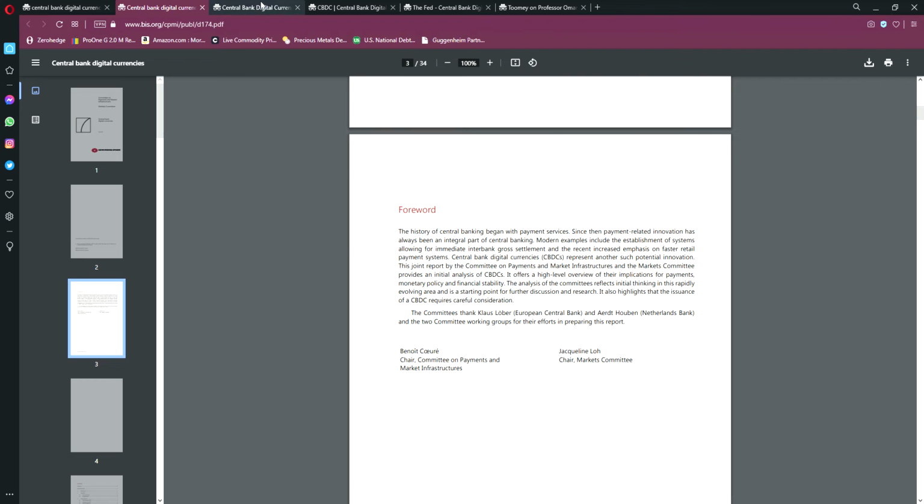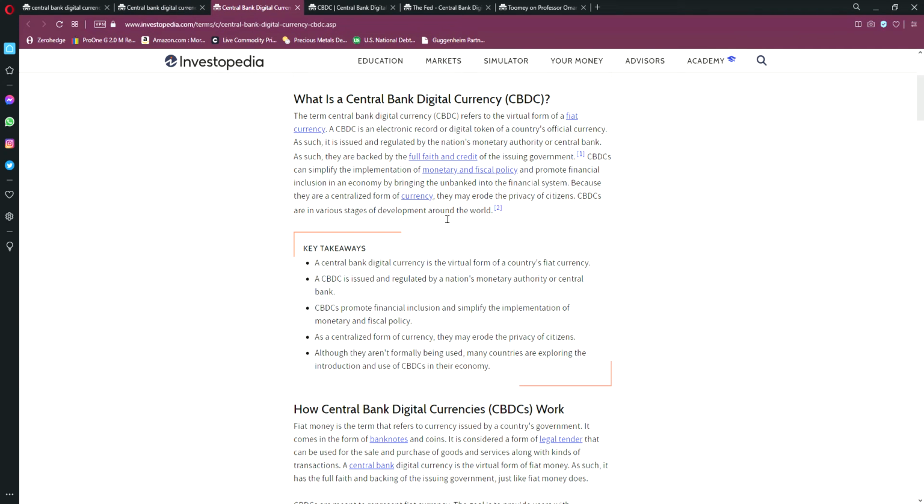So let's go here to Investopedia, whom I use fairly frequently if you didn't know. So let's just read. What is a central bank digital currency? The term central bank digital currency, CBDC, refers to the virtual form of a fiat currency. Ah, they finally used it right. A CBDC is an electronic record or digital token of a country's official currency. As such, it is issued and regulated by the nation's monetary authority or central bank. As such, they are backed by the full faith and credit of the issuing government.